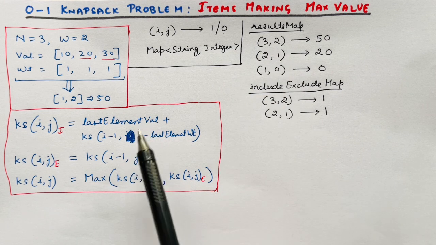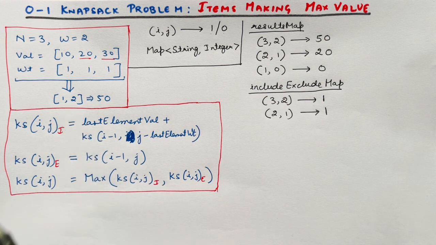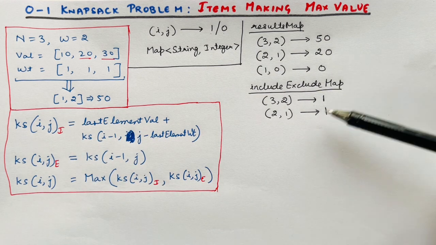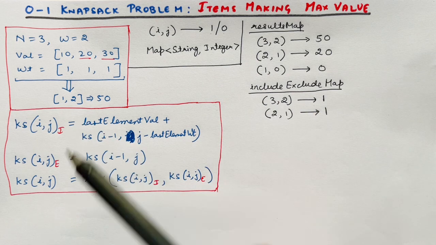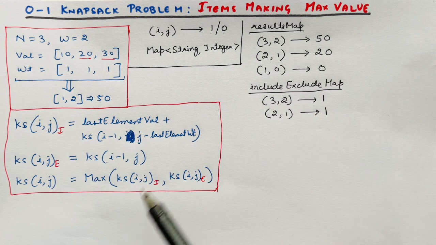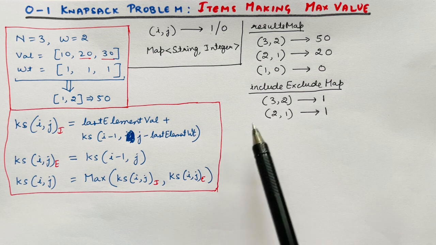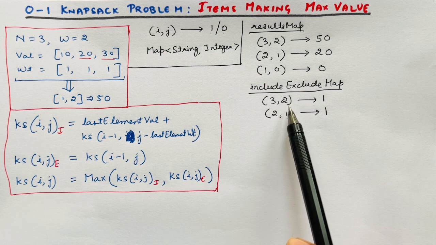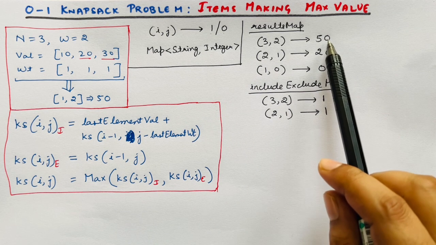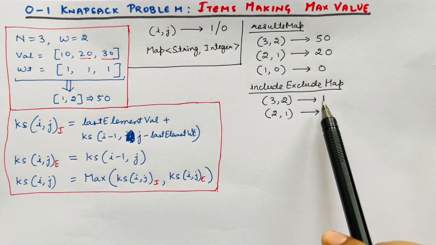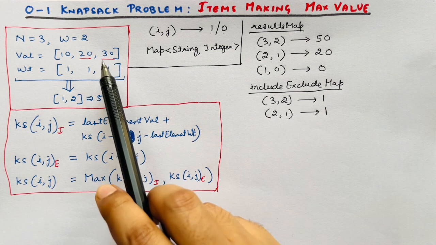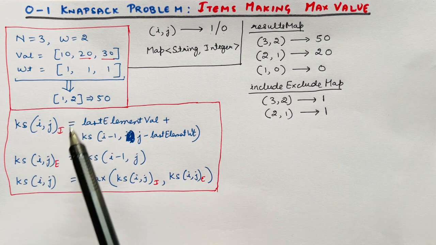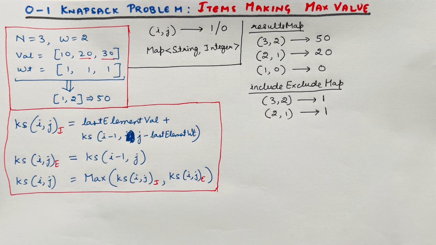For 3, 2, we have to obtain what were the items. Now, can we use these two maps to obtain this? Let us see. We start from 3, 2. When we are at 3, 2, we know that to obtain maximum value 50, we have to include the last item. The last item means the third item, whose index is 2. So we store this index somewhere.